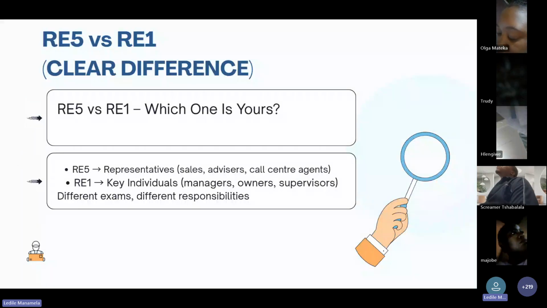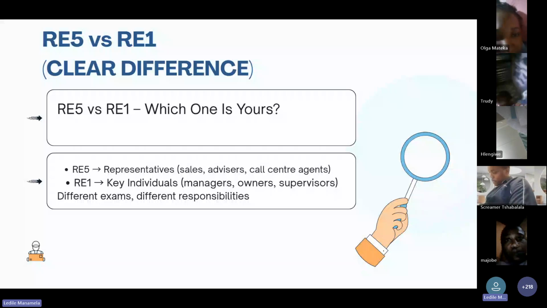With RE5 versus RE1, which one will be yours? Some of you already have RE5, some of you need RE1. So I'll quickly describe the difference between the two. In simple terms, with RE5, you are a representative, basically representing a certain company, selling its products to clients and their customers.